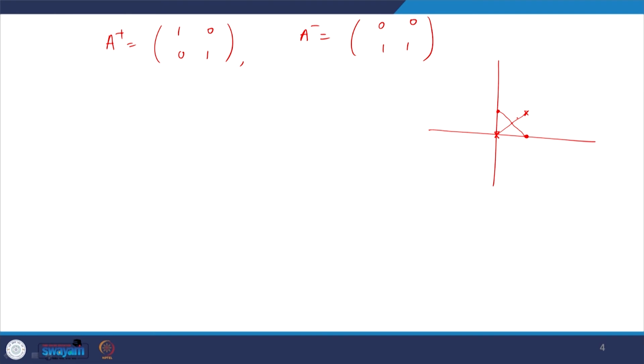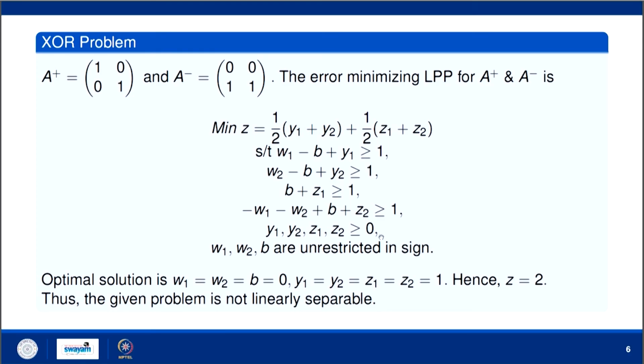The same thing we can also verify by formulating the error minimizing LPP in the same way. If we formulate an error minimizing LPP, we will get this LPP, and by solving this we can find the optimal solution as W1 equal to W2 equal to B equal to 0 and Y1, Y2, Z1, Z2 all are 1. So, the value of the objective function comes out to be 2. Since the value of Z is not 0, that means the problem is not linearly separable.